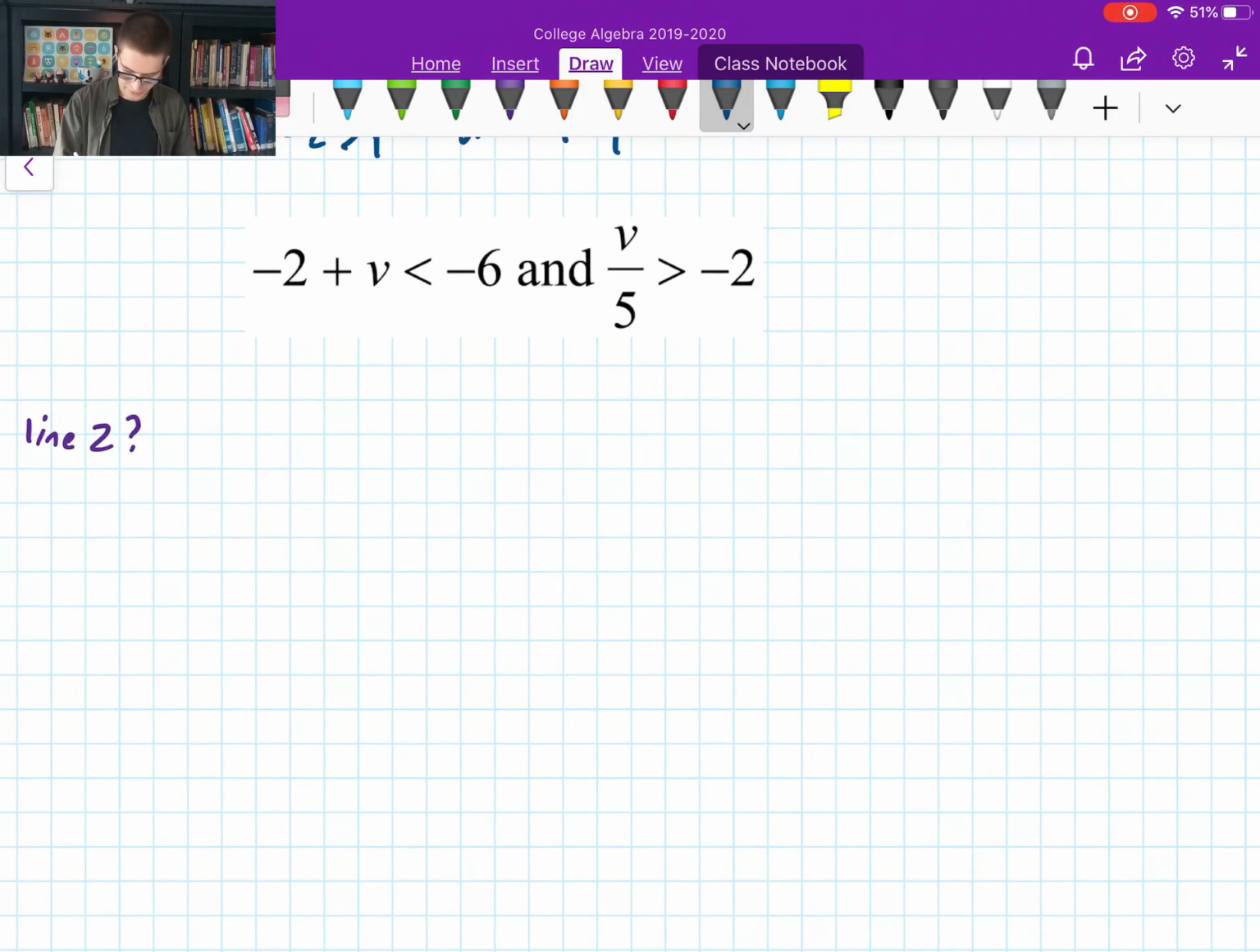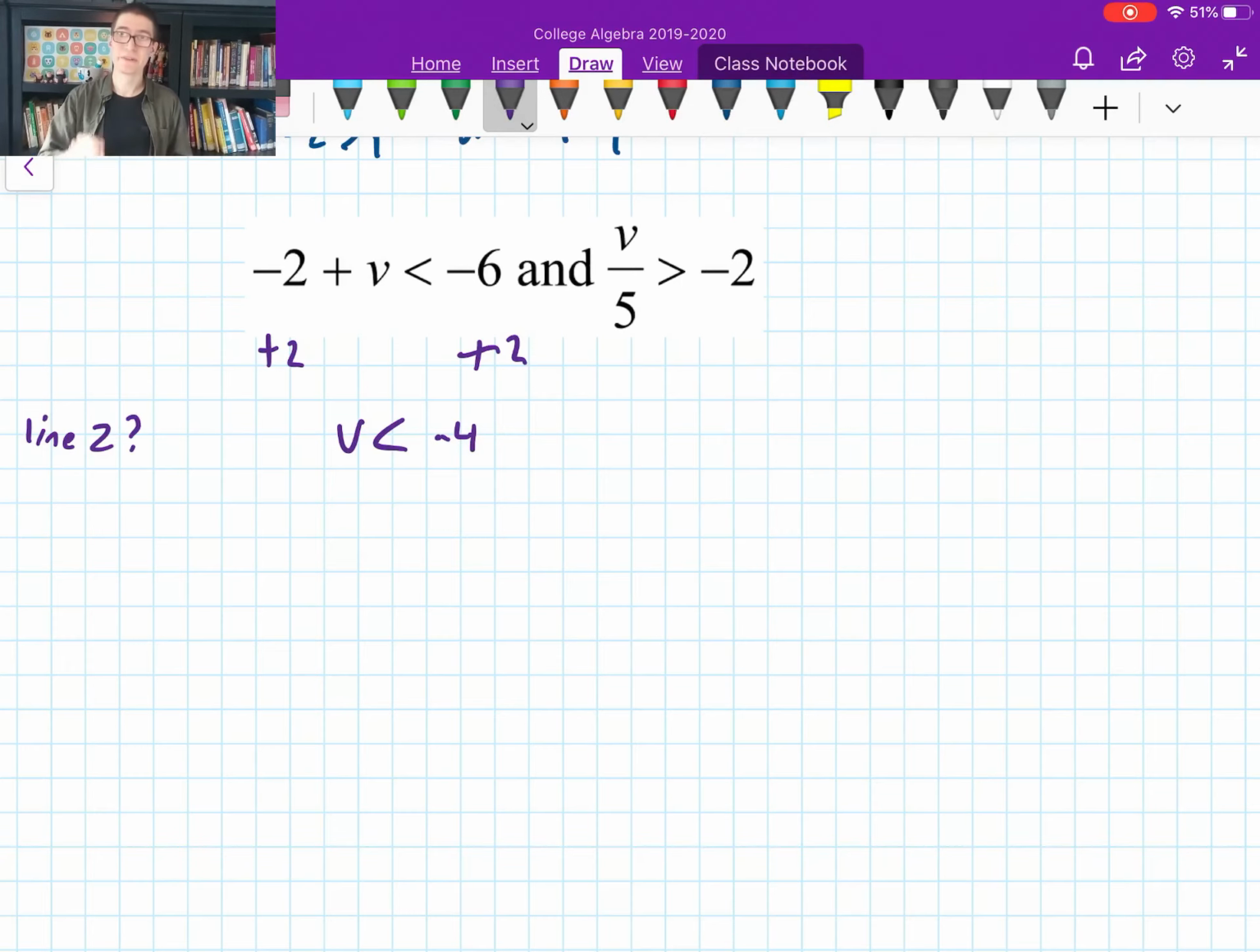So we have -2 plus v is less than -6, and v over 5 is greater than -2. If I want to solve for the left inequality, I want to get v all by itself, so I'll add 2 to both sides to get rid of that -2. That gives us v is less than, let's see, -6 plus 2 is -4. And that's just solved. That's v is less than -4.